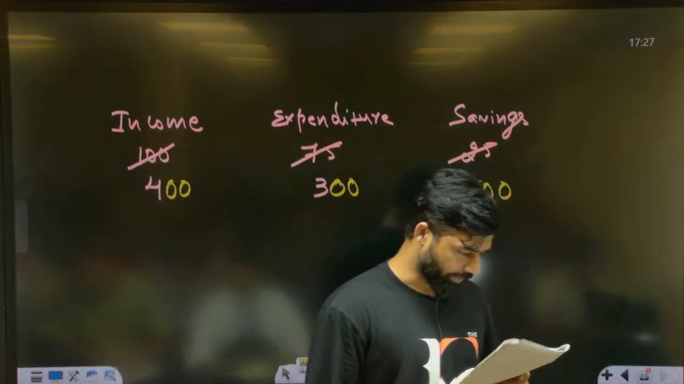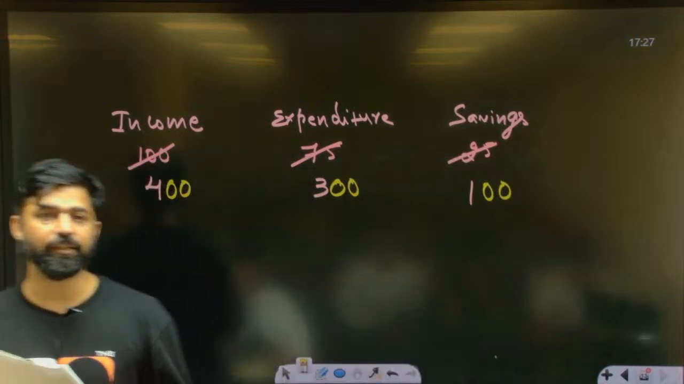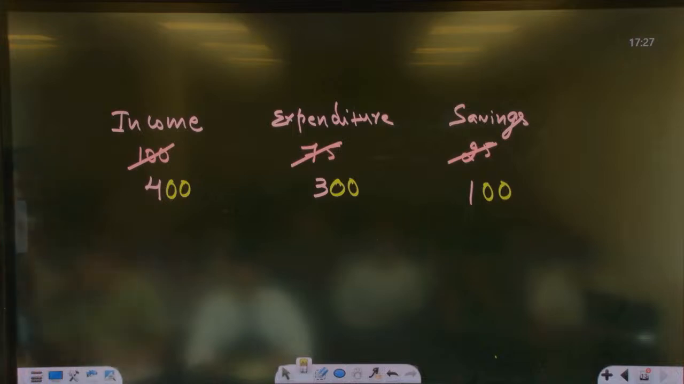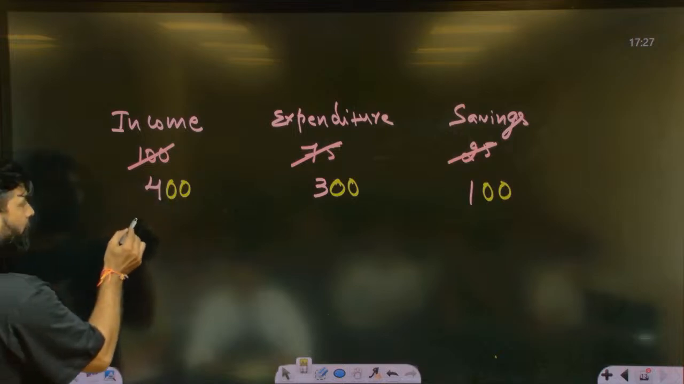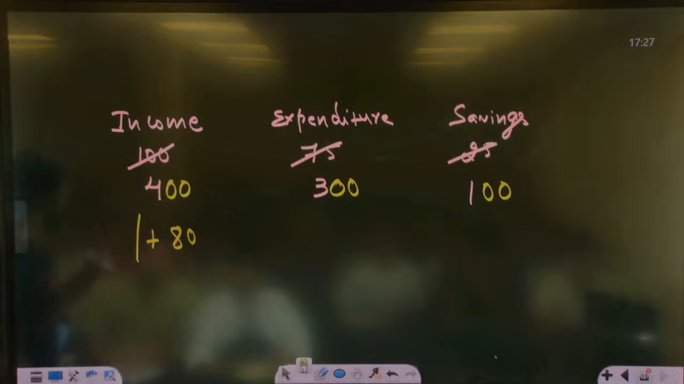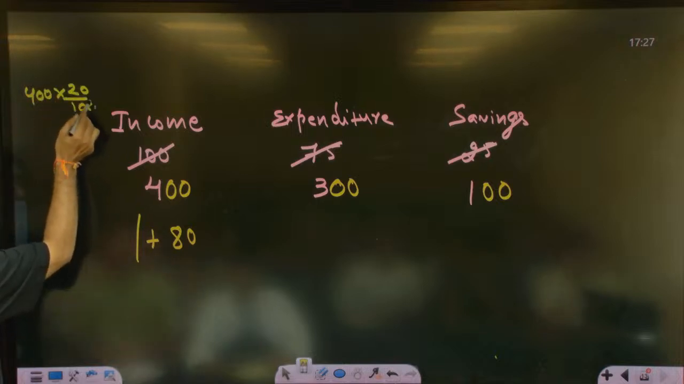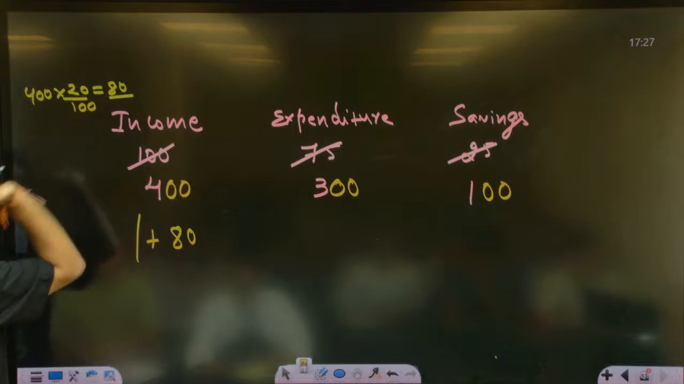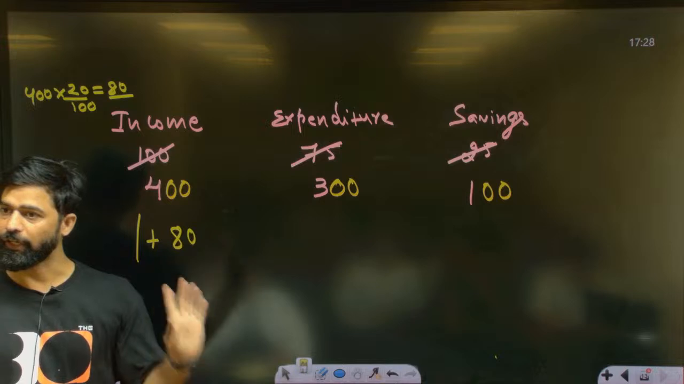He has simply said his income is increased by 20%. So there is an increment of 20% in the income. The 20% of 400 will be 80. So income is increased by, how am I finding it, like 400, we have to find the 20% of it. So it will be 80. So there is an increment of 80 units in the income.